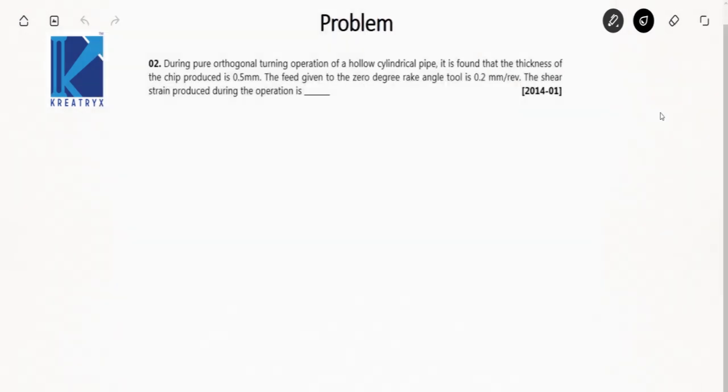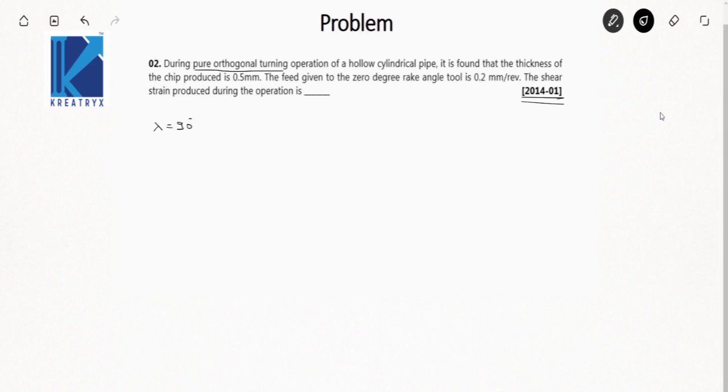So again this is a GATE question from the year 2014. First of all we will read the question. So what the question says, during pure orthogonal turning. So pure orthogonal turning, basically they are trying to say that lambda is equal to 90 degree. So what is lambda? Basically lambda is principal cutting edge angle as per orthogonal rake system.